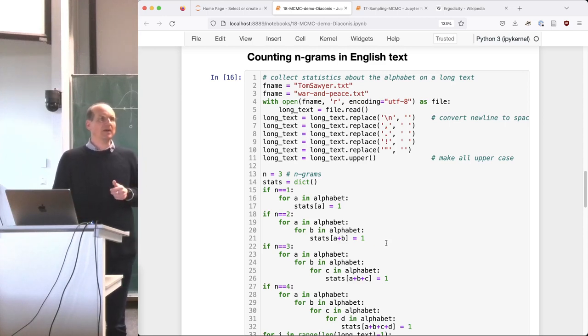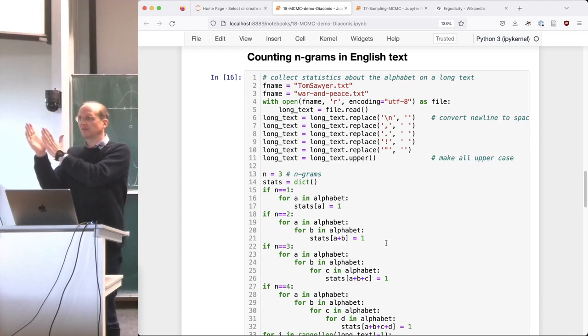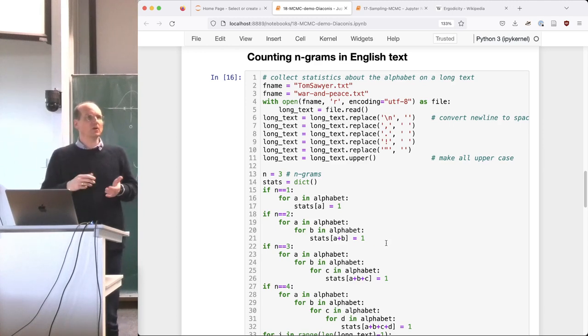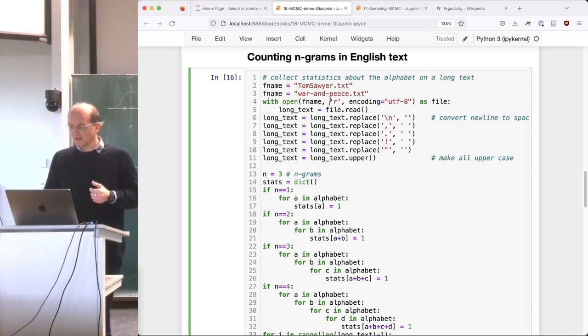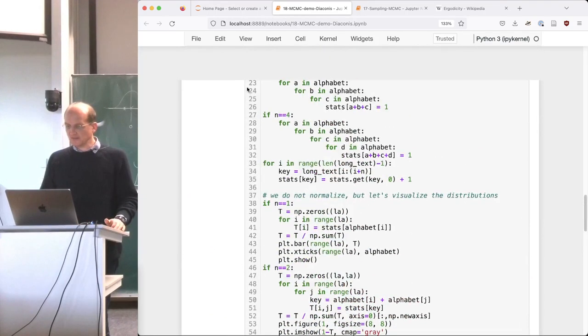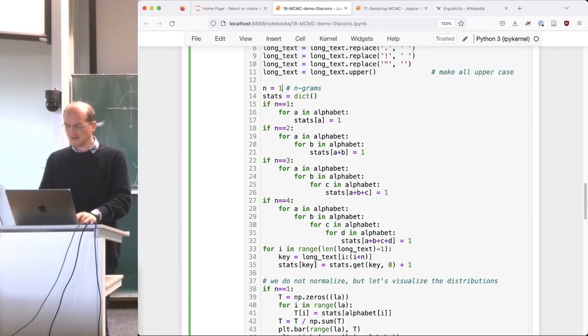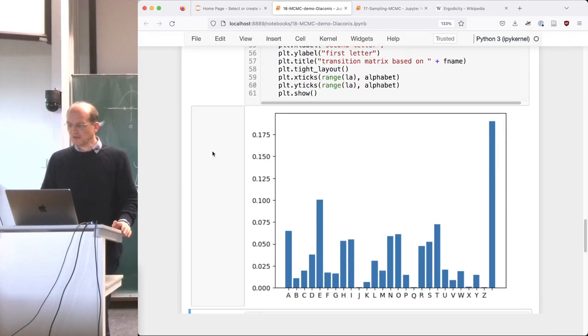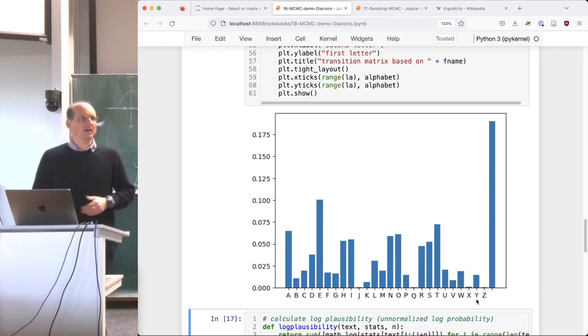A 2 gram or bigram is looking at pairs of letters and having a probability distribution over all possible pairs. If I do this for War and Peace from some translation, I can have a look at the 1D distribution. I should choose a 1 here. I get such a probability distribution over the letters. It looks like the most likely letter is the space, and the second most likely letter is the E. These numbers correspond approximately, inversely, to the points that you get in Scrabble, in the English version.